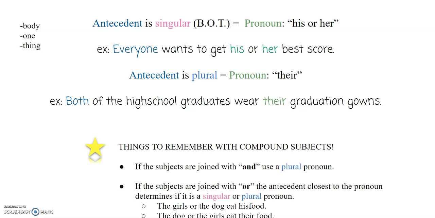Also, when you're dealing with compound subjects, you're going to want to remember that if it's joined by an and, you'll be using a plural pronoun to match. But if it's joined with an or, you're going to look at the antecedent closest to the pronoun. So here's some examples. The girls or the dog eat his food. The dog is our antecedent closest to our pronoun of his, so those two match. But if we switch it and say the dog or the girls eat their food, girls is closest to the pronoun, so we're going to make it plural to have those two match.